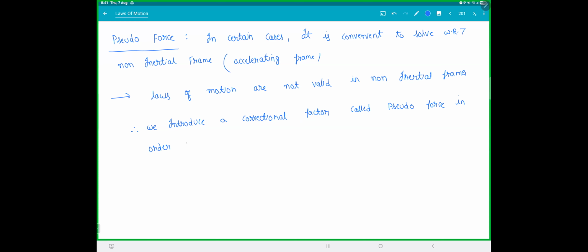In order to use the laws of motion. So what is the pseudo force given by? The definition of pseudo force is the mass of the body being observed. Whichever body or system you're observing, you take the mass of that body.